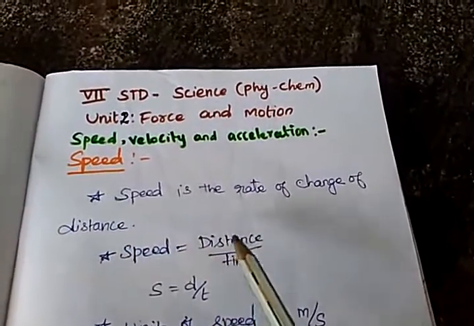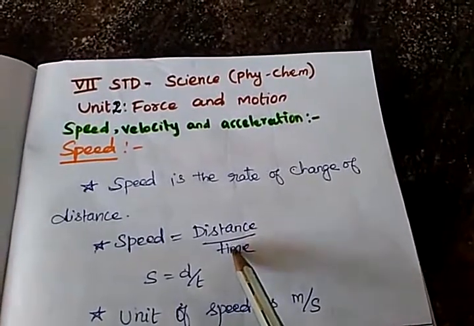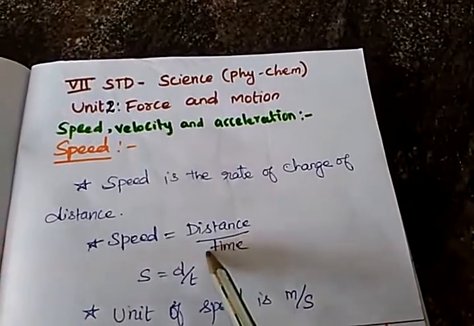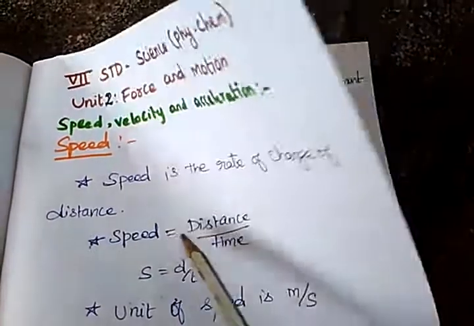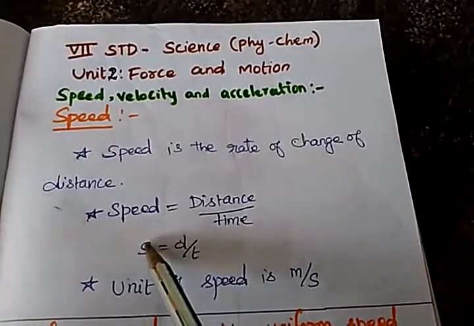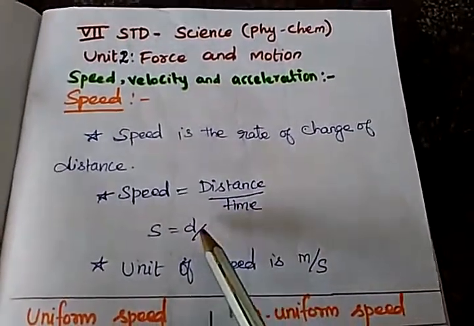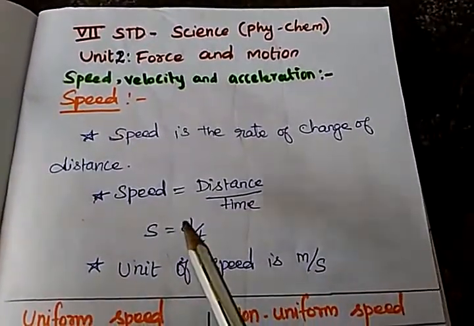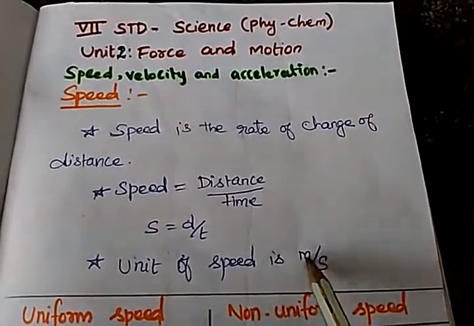Speed is equal to distance by time. How to write the expression? Speed S is equal to distance D by time T. Then the unit of speed is meter per second. Distance unit is meter and time unit is second. So the unit of speed is meter per second.